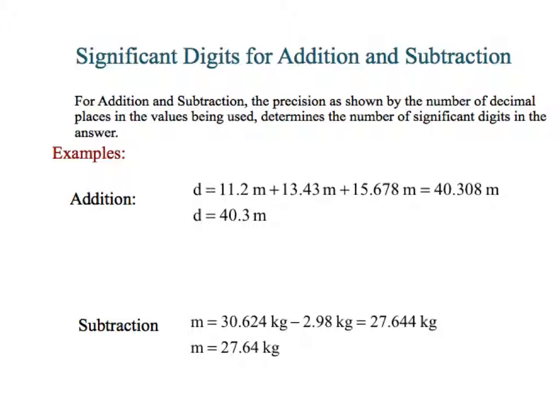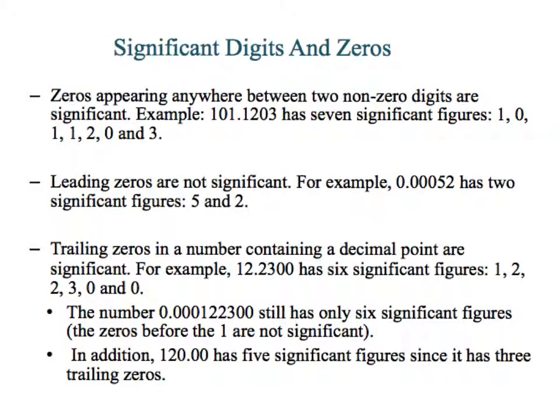The other thing that we need to go over is rules for zeros. The rules for zeros are a little bit different. Zeros appearing anywhere between non-zero values are significant, so these zeros are in between non-zero values, so they count towards sig digs, and therefore this number right here would have 7 sig digs. Leading zeros are not significant, and this is something that messes a lot of students up. Therefore a number like 0.00052 only has 2 sig digs because these zeros, the leading zeros, aren't significant. So this number only has 2 sig digs.